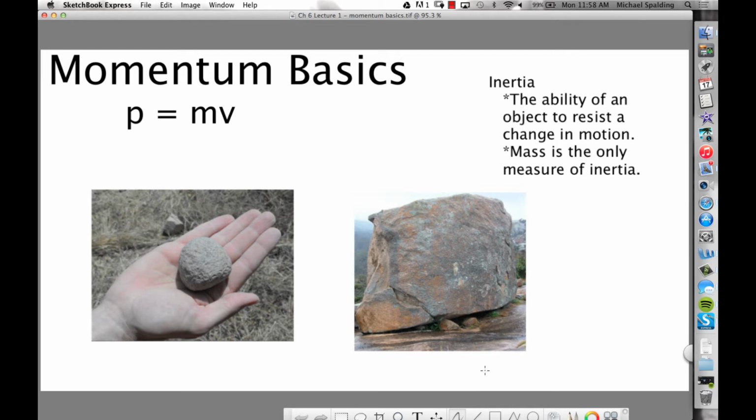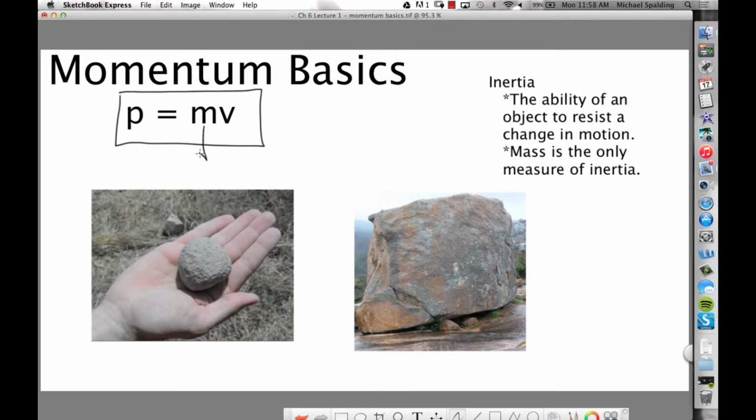Okay, so the basics of momentum. First off, the symbol for momentum is p, lowercase p, not to be confused with power, which we just did in the last chapter, which is an uppercase P. Lowercase p is momentum. The equation for momentum is mass times velocity.